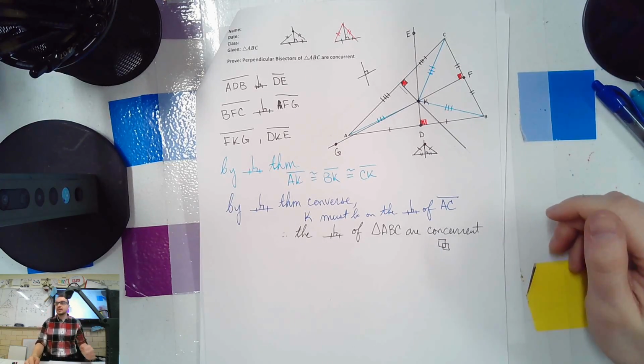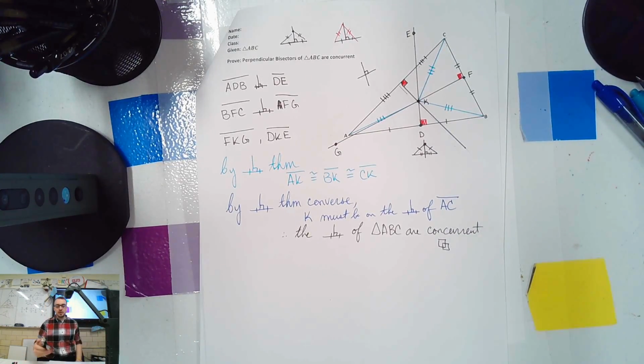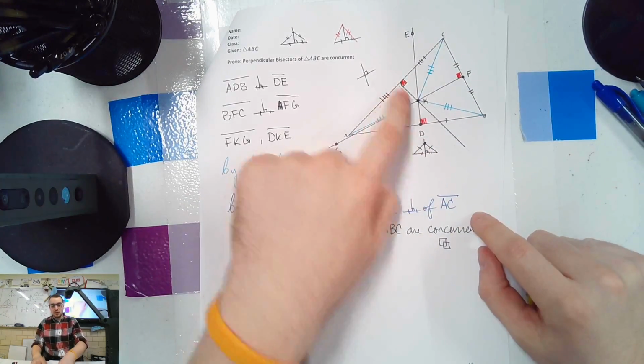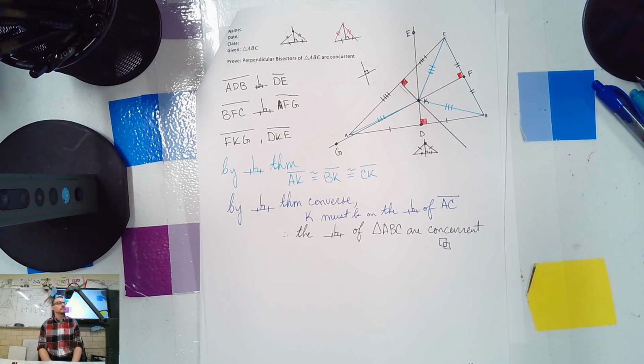So, that's the idea. We assume two perpendicular bisectors intersect at K. And then we prove that the last one must also go through K, right? And we win. They're concurrent.